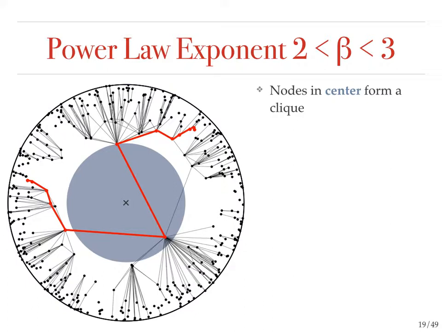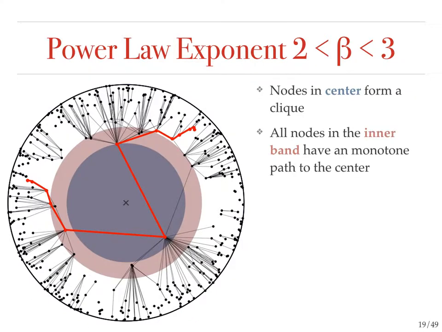This is essentially the same observation as we had before. Then we computed an inner band, and this inner band contains all nodes that have a monotone path to the center, meaning that if I'm a node in the inner band, I will have a neighbor that is closer to the center than I am. Even though it doesn't look like this in this picture, usually when n gets big enough, the inner band covers almost the entire disk, and the outer band is just of thickness log n, or log r.